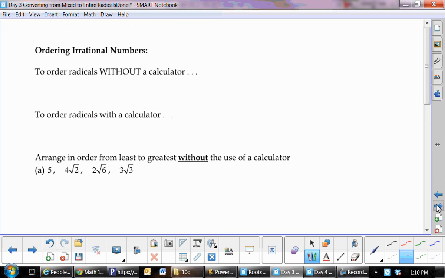Now, if you had to order radicals without a calculator, the trick is to convert all to entire radical. Okay, that's the trick. And to order radicals with a calculator, that's kind of the no-brainer, right? Put them in to find decimals. I mean, we're all good with decimals, right?